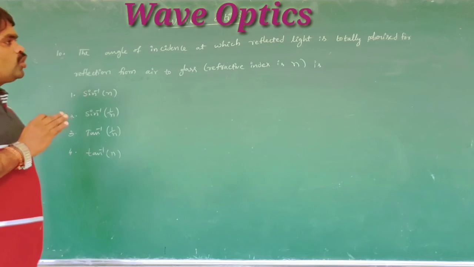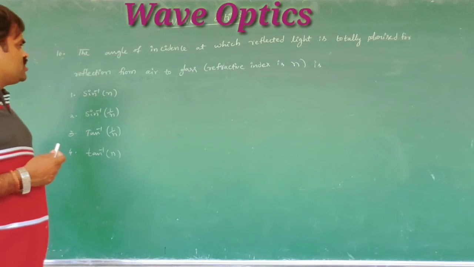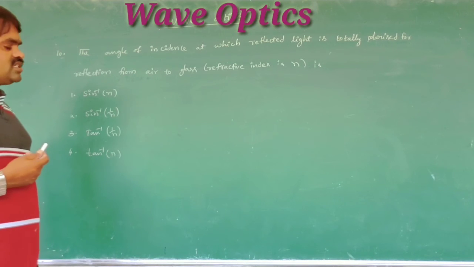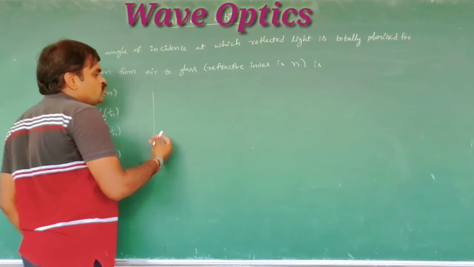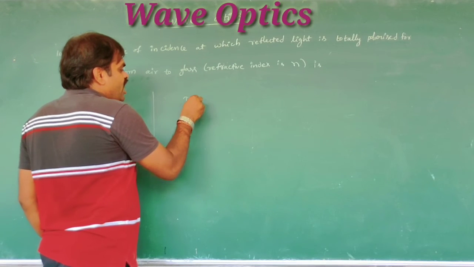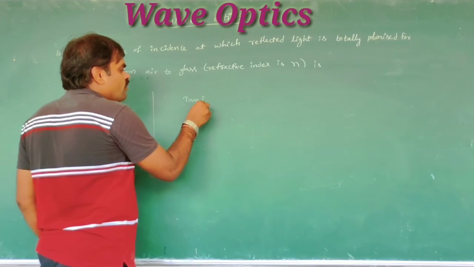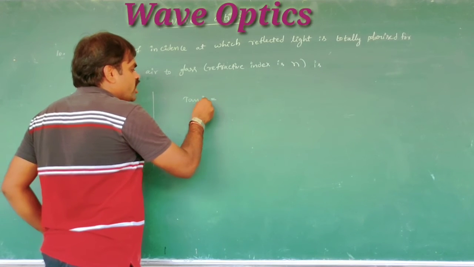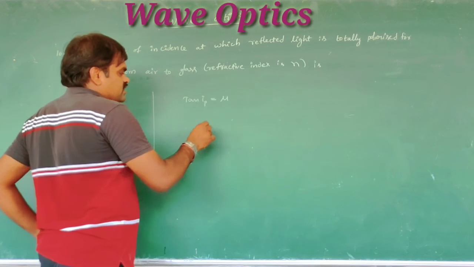Now the totally polarized light. The refractive index is given. They are asking about the angle of incidence. Brewster's law. Brewster's law is tan of i_p, the polarizing angle, is equal to the refractive index.